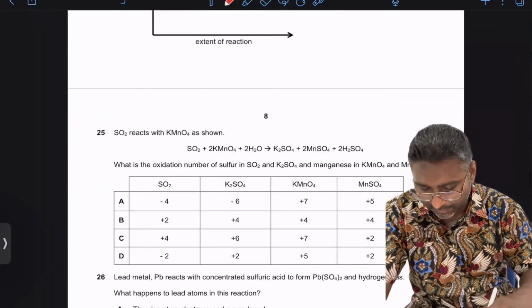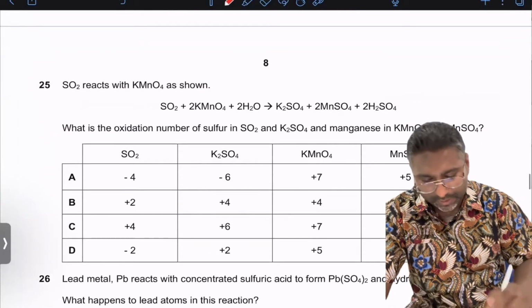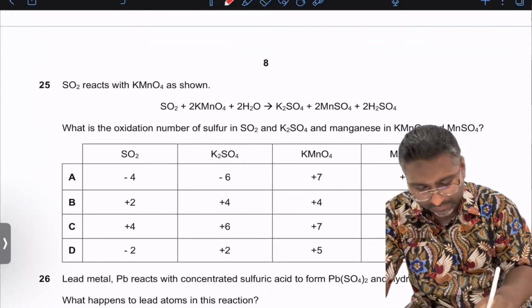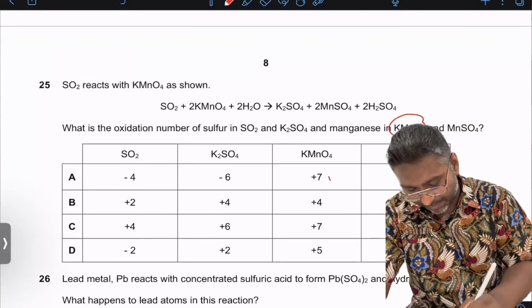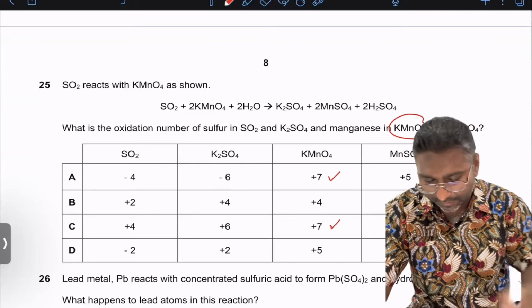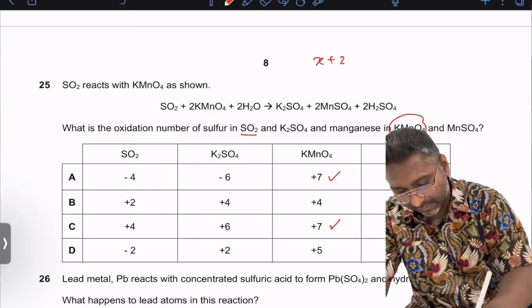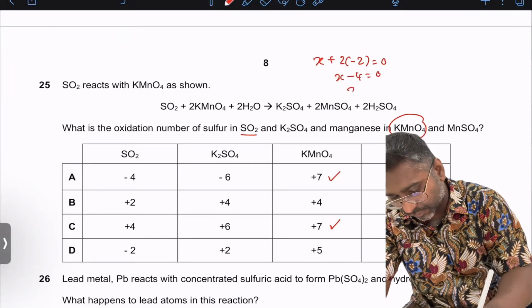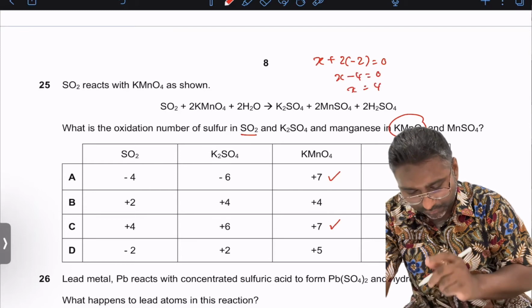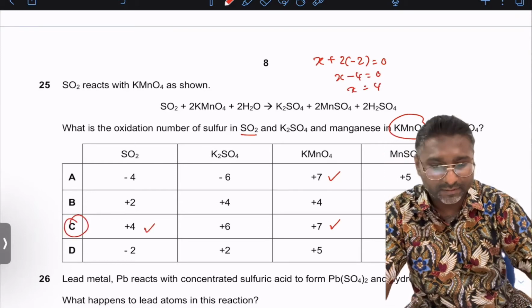Next, 25, they ask what is the oxidation number? If you follow whatever that I say, potassium manganate 7, if you remember or memorize, this one is quite easy. Sulfur, X plus 2 times negative 2 equals 0, X minus 4 equals 0, X equals 4. Sulfur is going to be 4. If you know that, no need to calculate the others, the answer is going to be C.